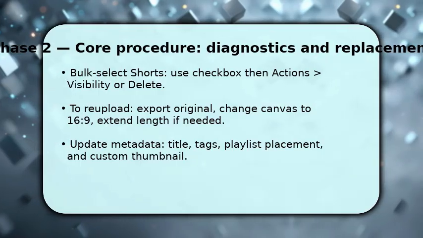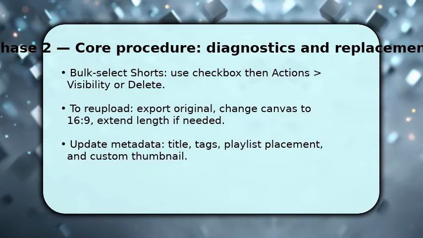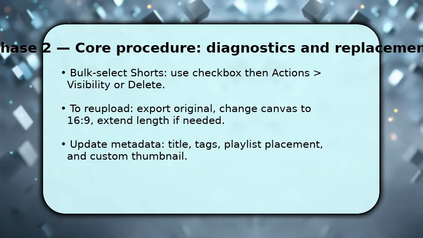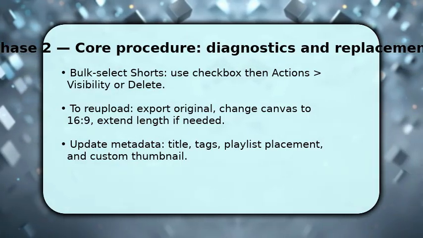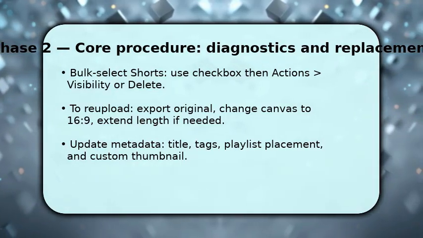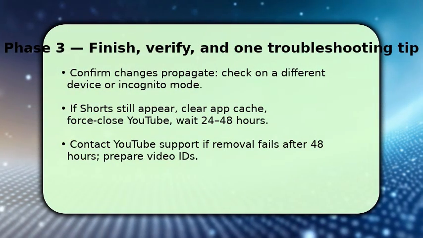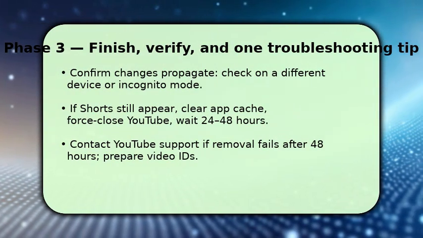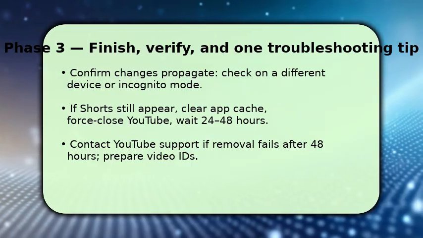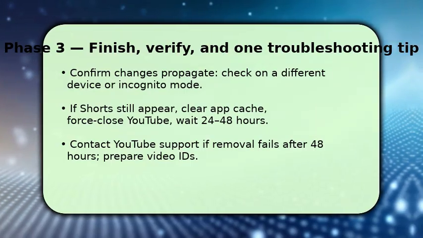Make sure to update title, tags, playlists, and upload a custom thumbnail so YouTube treats it as a regular video rather than reclassifying it as a short. After you publish or change visibility, verify the result by checking your channel on mobile and desktop. Use incognito to bypass cache.